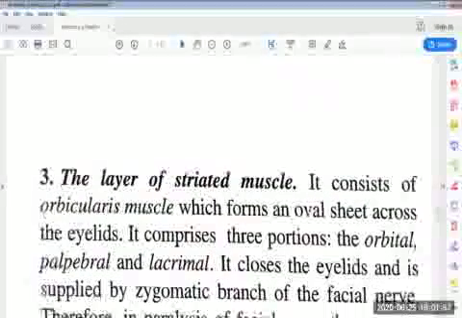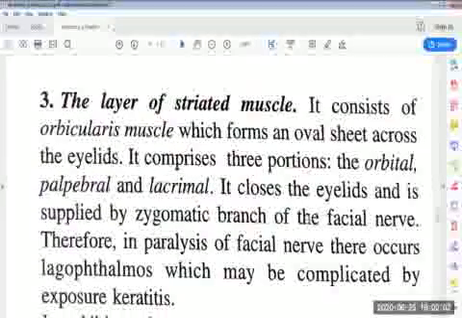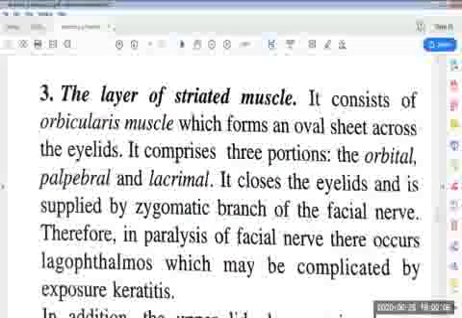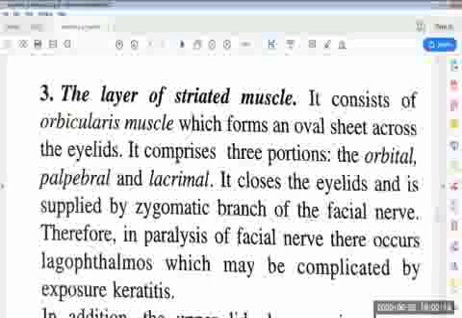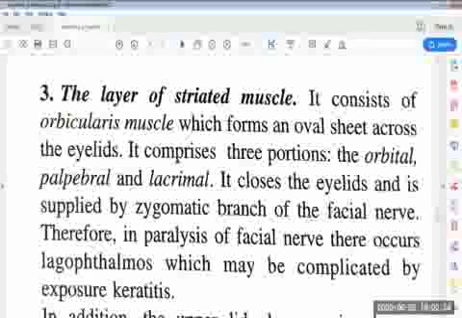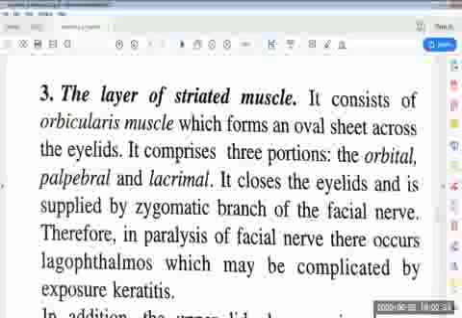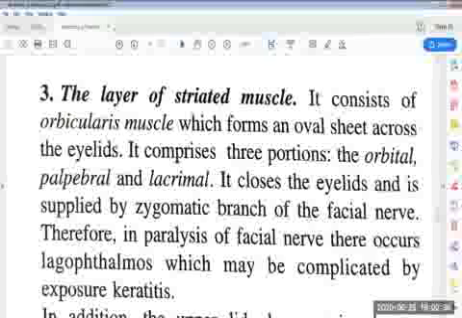Then the third layer in the eyelid is the layer of striated muscle. It consists of the orbicularis muscle, which forms an oval sheet across the eyelids. It comprises three portions: the orbital portion, the palpebral portion, and the lacrimal portion. It closes the eyelids and is supplied by the zygomatic branch of the facial nerve. Therefore, in paralysis of the facial nerve, there occurs lagophthalmos, which may be complicated by exposure keratitis.